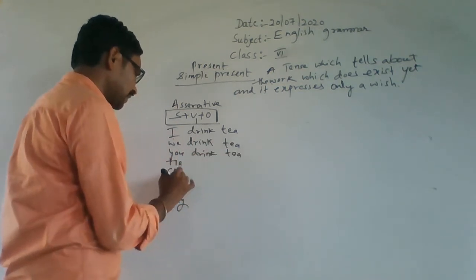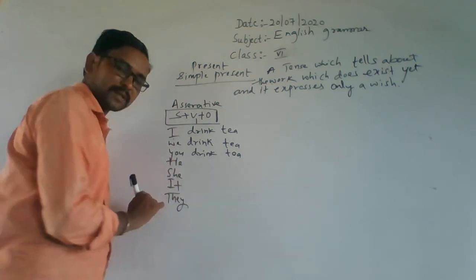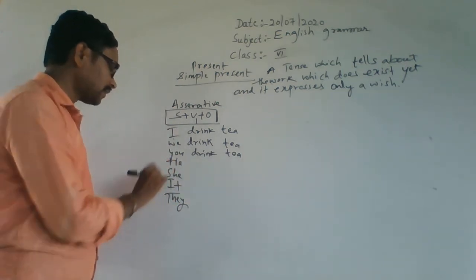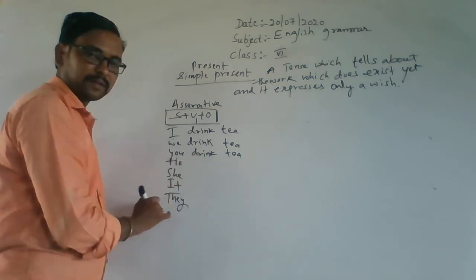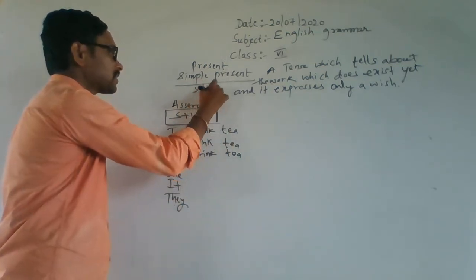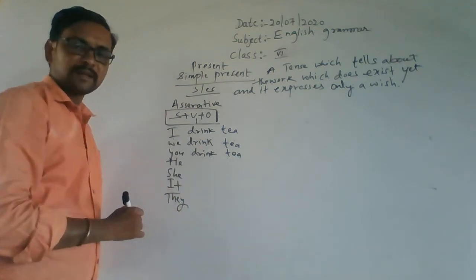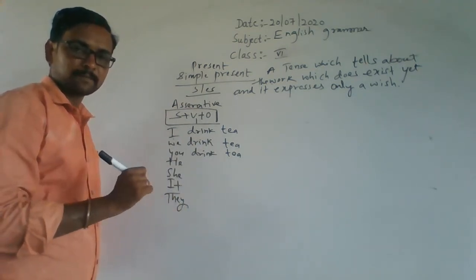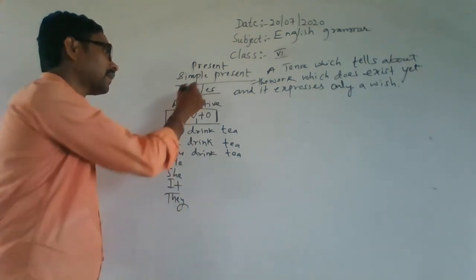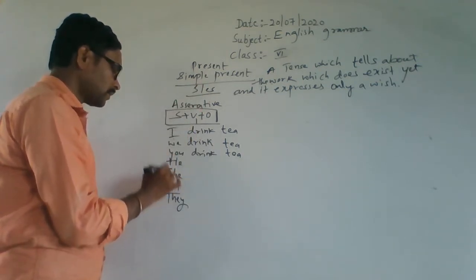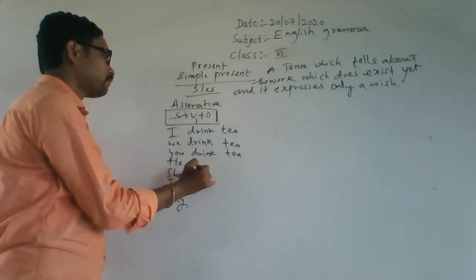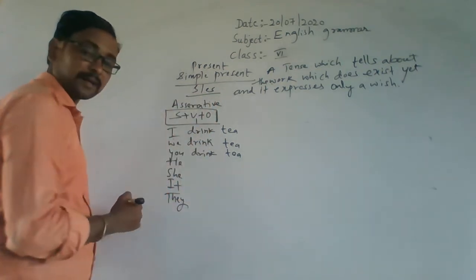But he, she, it, these are singular third persons. In this case, the verb ends with -s or -es. You should remember it. You should keep this point in your mind: in the simple present, especially when we use singular subjects, the verb ends with -s or -es.